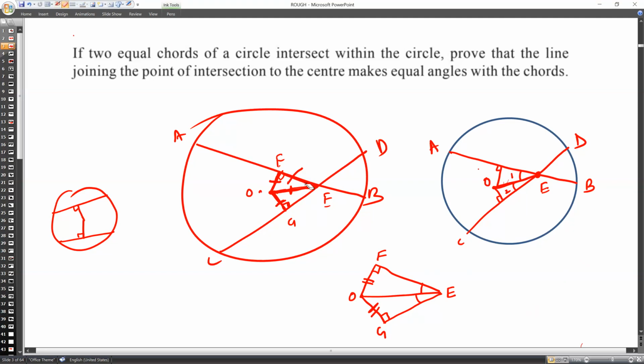Next, you will take this side as common in both. This is 90 degrees, and this is also 90 degrees. So by RHS, R for right angle, H for hypotenuse, the side in front of it, and S for the one side we have taken, triangle FOE will be congruent to triangle GOE. So by CPCT, this angle will be equal to this angle. Do this one, please.